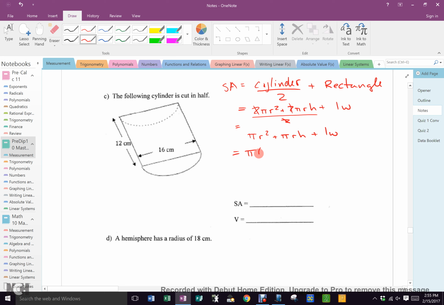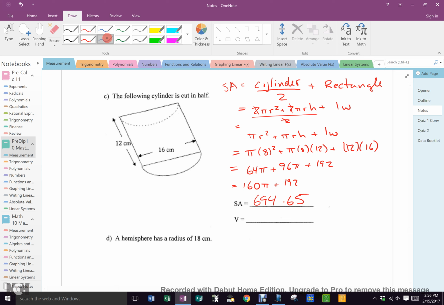Pi, the r is 8 squared plus pi times 8 times the height of 12 plus 12 times 16. So that's 64 pi plus 96 pi plus 192. So that's 160 pi plus 192. So that is 694.65.